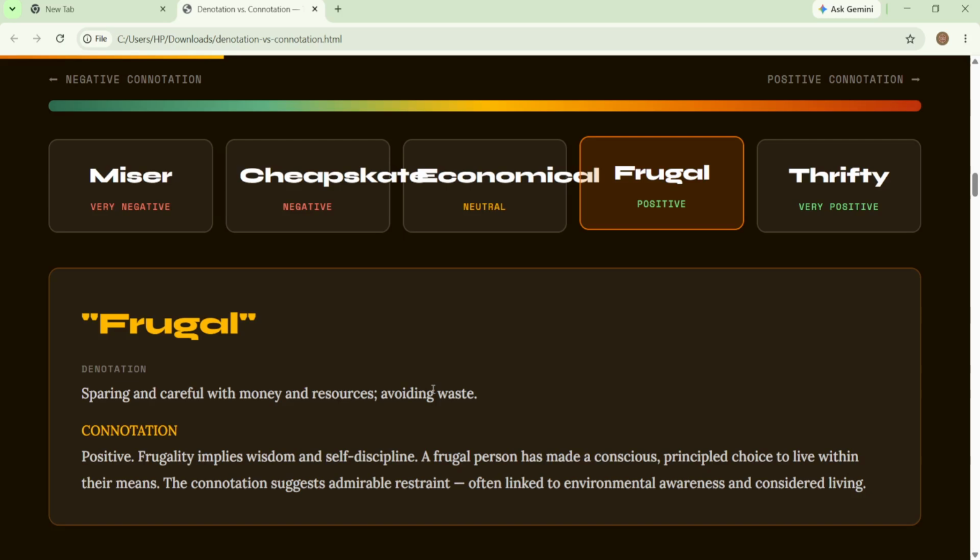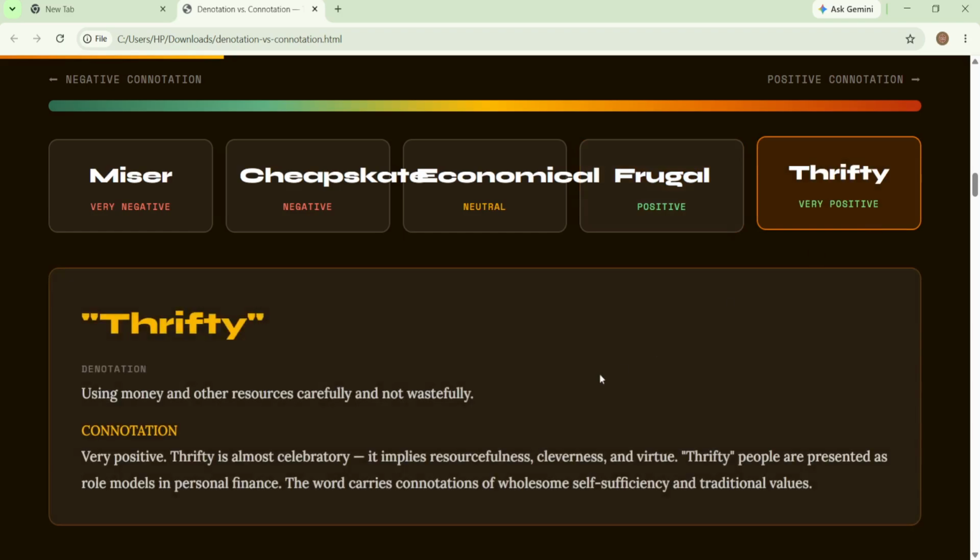Whereas frugal, the denotation is sparing and careful with money and resources, avoiding waste, whereas the connotation is positive. Frugality implies wisdom and self-discipline. A frugal person has made a conscious, principled choice to live within their means. The connotation suggests admirable restraint, often linked to environmental awareness and considered living. So it is positive.